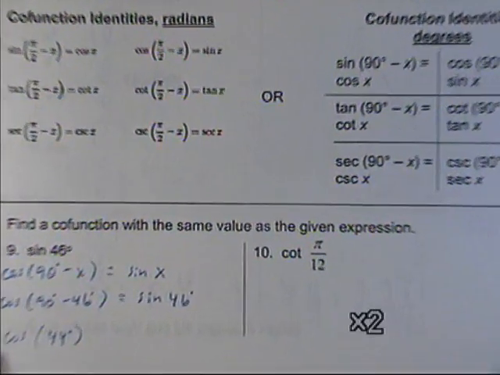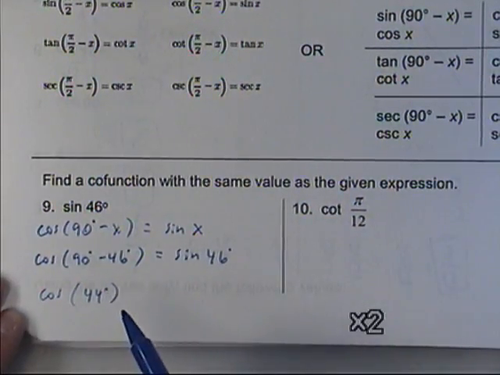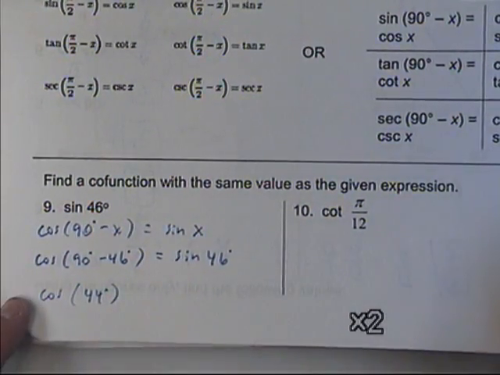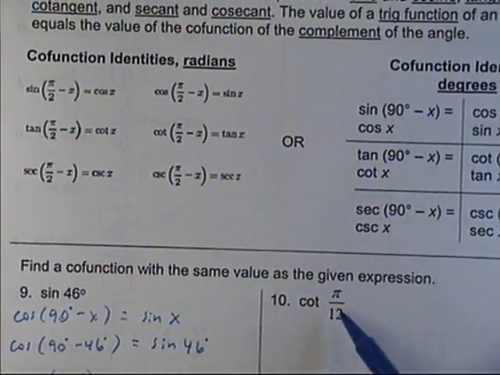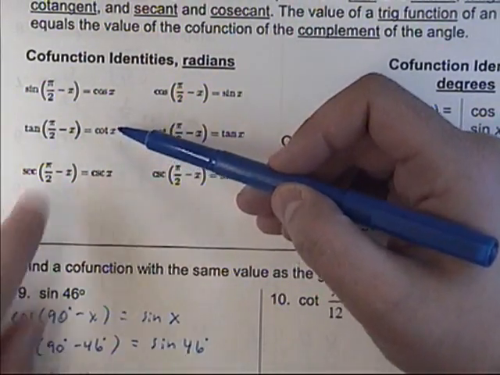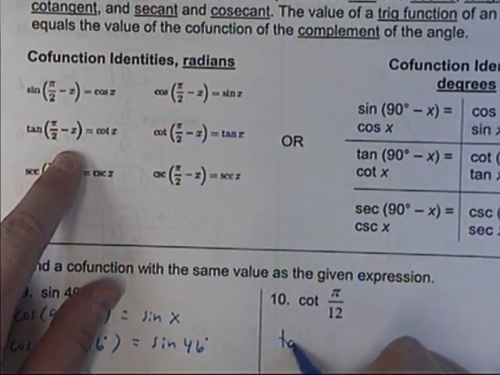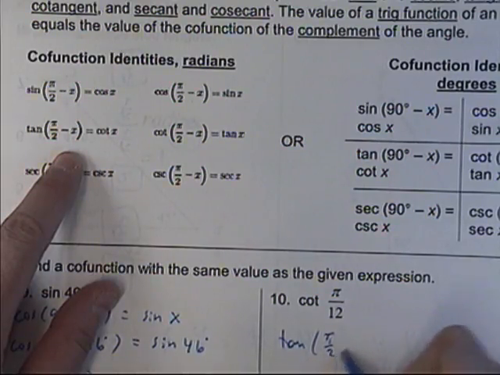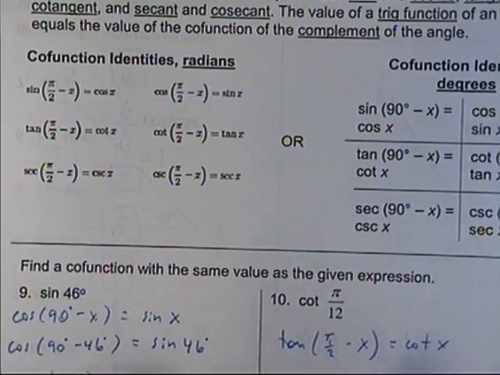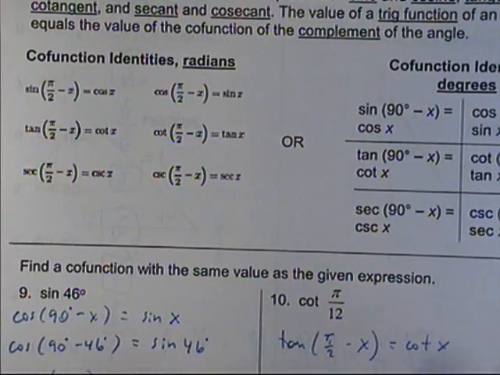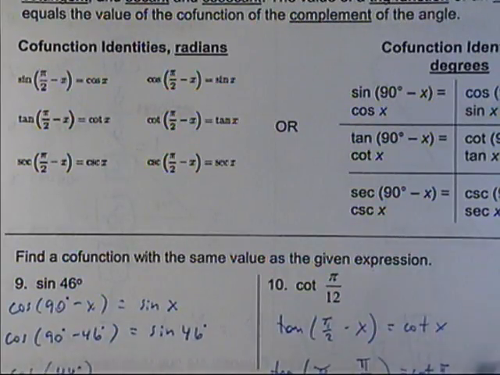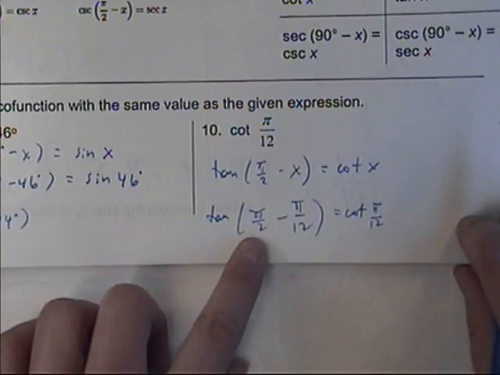Now you can do the same with radians. There's this one. You want to find the cotangent. Over here would be right there. This one says that the tangent of pi over 2 minus x equals the cotangent of x. So we're talking about pi over 12. So the tangent of pi over 2 minus pi over 12 equals the cotangent of pi over 12. So we're going to figure out what this equals right there.